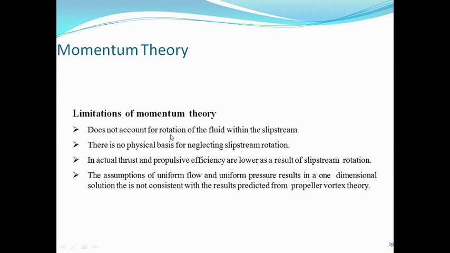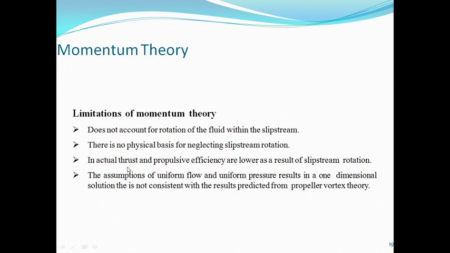Here it doesn't account for the rotation of the fluid within the slipstream. This is a very big drawback of the momentum theory. We are considering the axial velocity basically, not really considering the rotation. When there is a blade element, a solid element you are rotating, that obviously introduces some rotation component. But in the theory, we assume it as a porous medium and we are just giving energy to that fluid, treating it as irrotational. So this is one limitation. The second one is that there is no physical basis for neglecting the rotation in the slipstream.